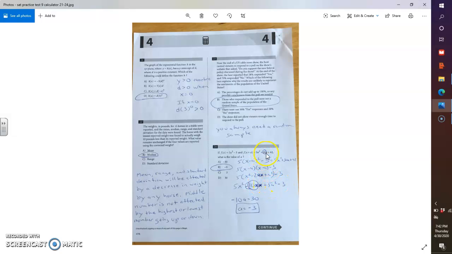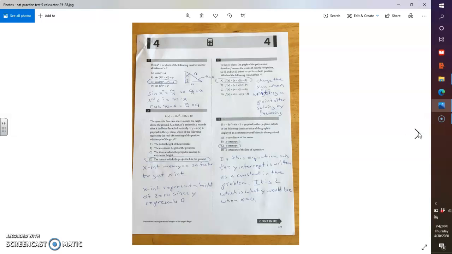I have a 30x here, and I just have a negative 10a in front of the x. So what do I need to multiply to negative 10 to get to 30? And that's negative 3. It's very similar to question number 16, I believe it is, the one we did at the very beginning of this video.